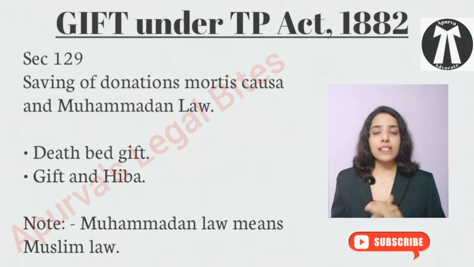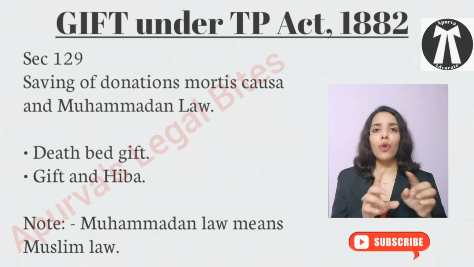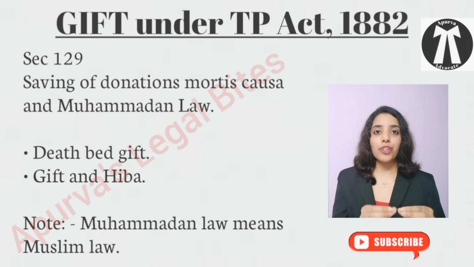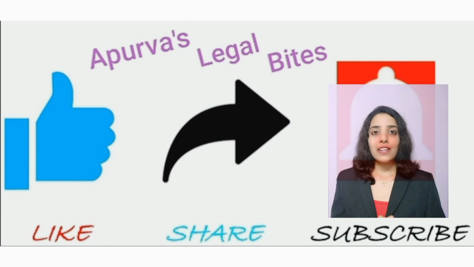In Hindu law, we call it a gift, whereas in Muslim law, gift is called hiba. So we can say that this donation mortis causa and hiba are the two kinds of gifts which do not follow the provisions of the TP Act. Means this Section 129 is an exception to this chapter on gifts. So this is the end of the topic.